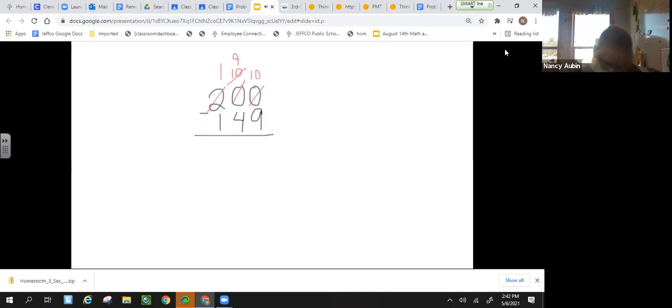So now we can subtract. 10 minus 9 is 1, 9 minus 4 is 5, and 1 minus 1 is 0. When you have a 0 as your first digit, you don't need to put that, so it's just 51.